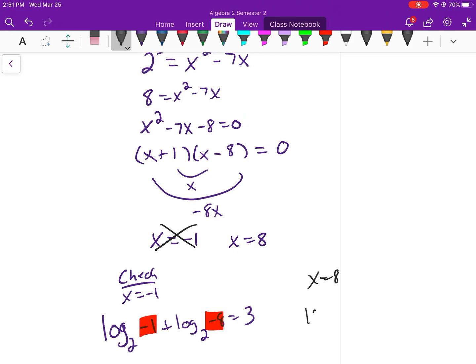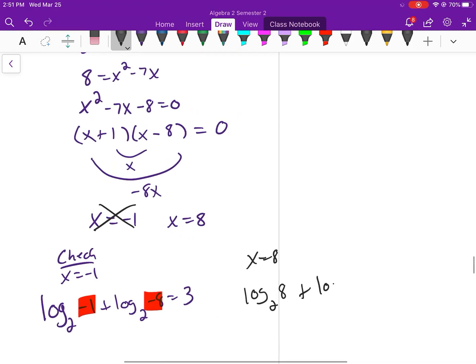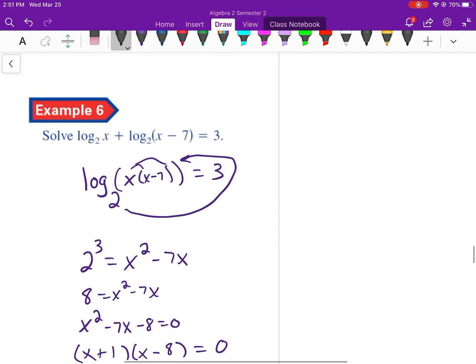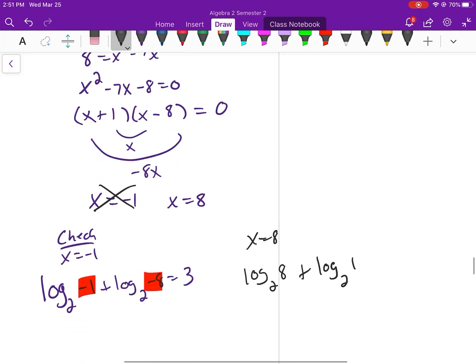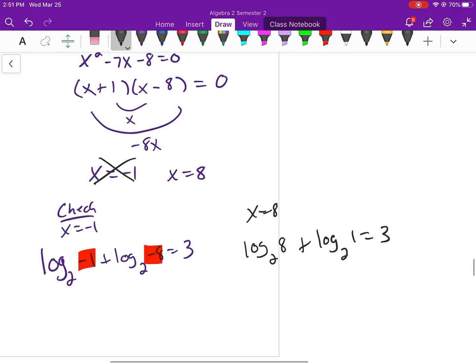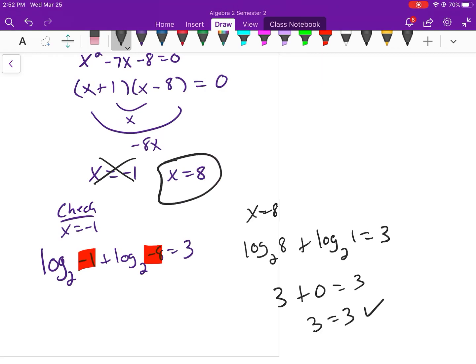Now, checking the 8, log base 2 of 8 plus log base 2 of 8 minus 7, which is 1, equals 3. Log base 2 of 8 is 3. Log base 2 of 1 is 0. 3 plus 0 equals 3. 3 equals 3. Therefore, x is equal to 8.